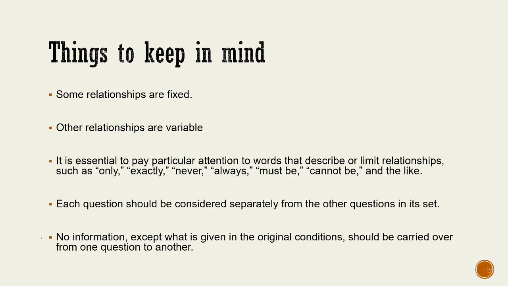And this is very critical: no information except what is given in the original conditions should be carried over from one question to another. It is quite possible that information is given only pertaining to a certain question, and if it is not mentioned, we cannot use that information while solving subsequent questions. So we have taken a couple of examples here to elaborate the usage of these words and to understand how conditional grouping or conditional selection questions have to be approached. So let's get started with the examples now.